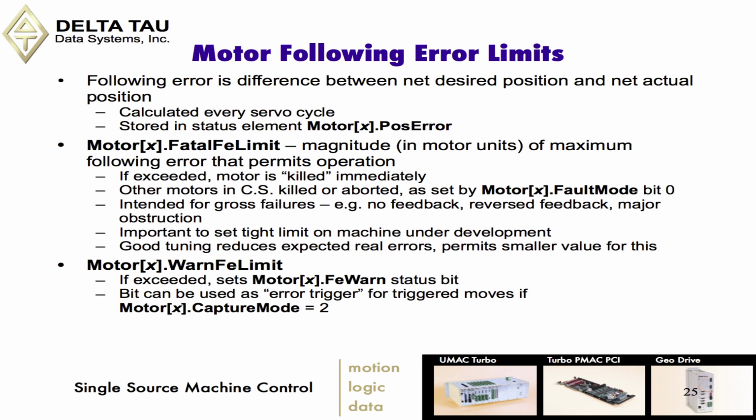There's Motor[x].WarnFELimit, and this sets the Motor[x].FEWarn status bit. It can also be used as an error trigger for triggered moves if Motor[x].CaptureMode is set to 2. So in other words, instead of having a home switch for homing, I could just move the motor into a hard stop, and when the warning following error limit reaches a certain value, that would be considered my home position for people that have an inexpensive but simple homing mechanism.